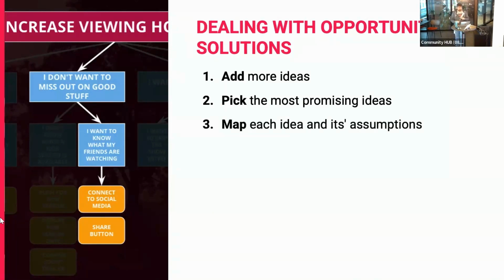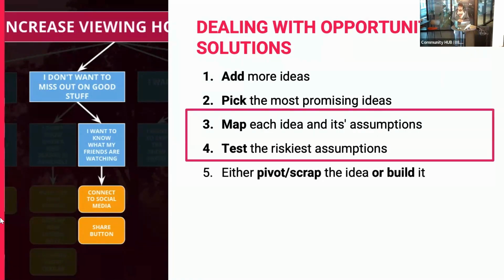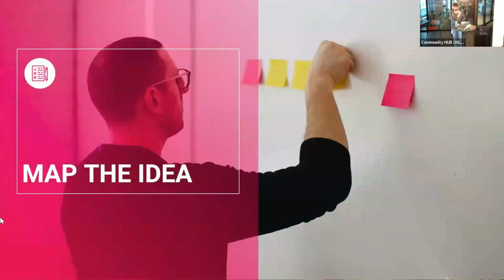Then the magic happens. So you need to map the ideas that you picked and map the assumptions that you have about this idea. And then you test the riskiest assumptions, and you either pivot or scrap the idea. Okay, this idea doesn't work, or you build it, like, yeah, it seems it does work. I'm gonna focus on this part because that's where the magic happens. So mapping the idea and assumptions and testing the riskiest assumptions. So let's go. Mapping the idea.